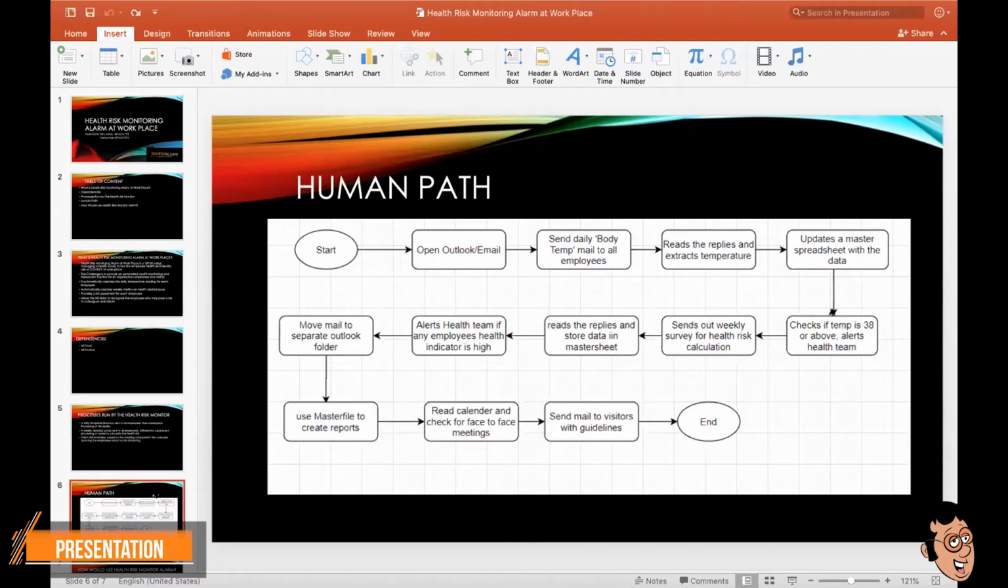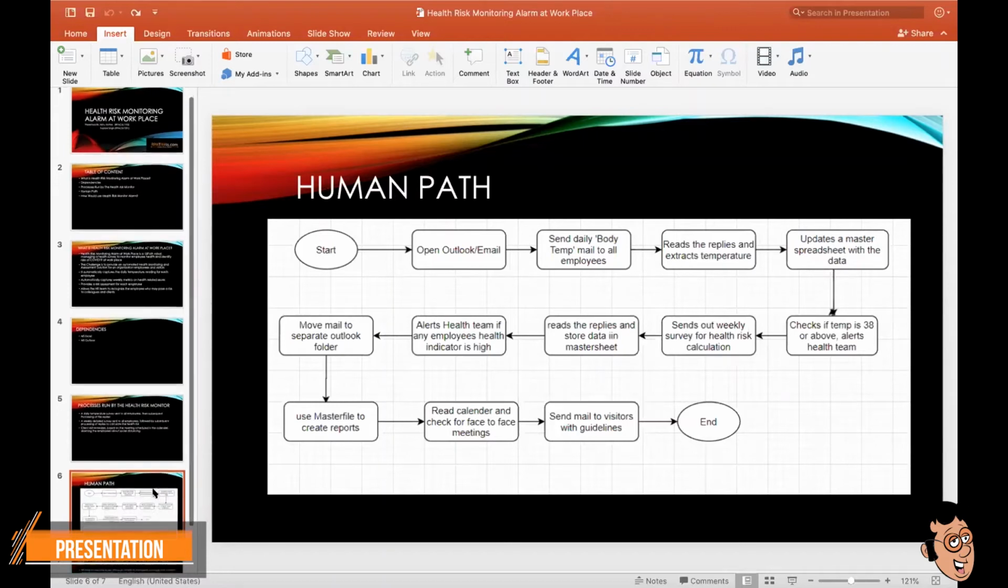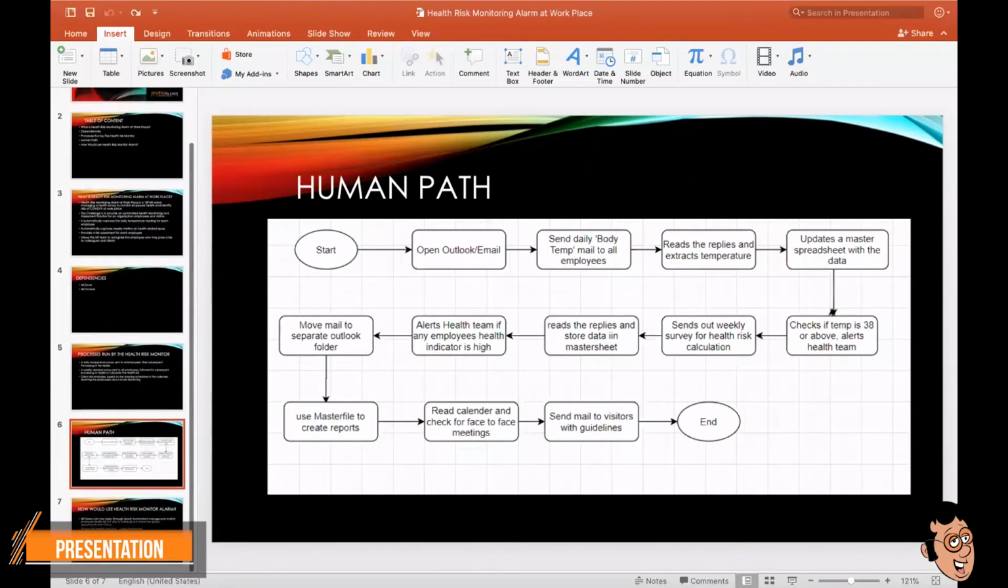Following which, all the replies are stored in another master sheet, where we use it to create reports and send them to the HR team or the health team to provide duty of care at health. Then the third part follows the Outlook. The bot will read the Outlook calendar and check for any face-to-face meetings, and again send out the mail to the visitors and trigger this report to the HR team again.